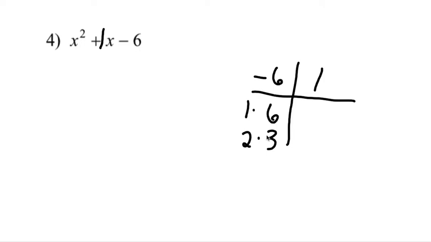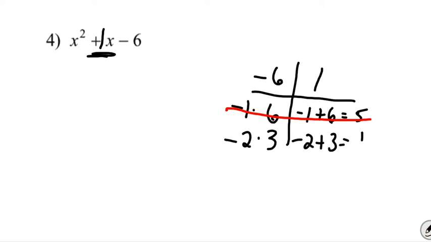This is a negative, so that means one of our numbers would have to be negative. And if you remember, the middle number here is positive, so that means our bigger number has to be positive. So if we put our negatives here, negative 1 plus 6, well, that doesn't give us 1, that gives us 5. So that one's out. And the next one, negative 2 plus 3 gives us 1. That's what we were looking for. That is our correct answer.